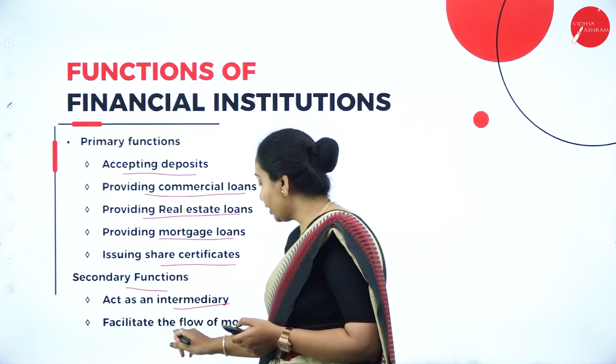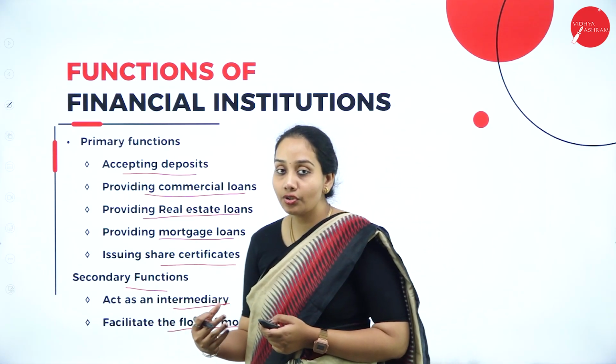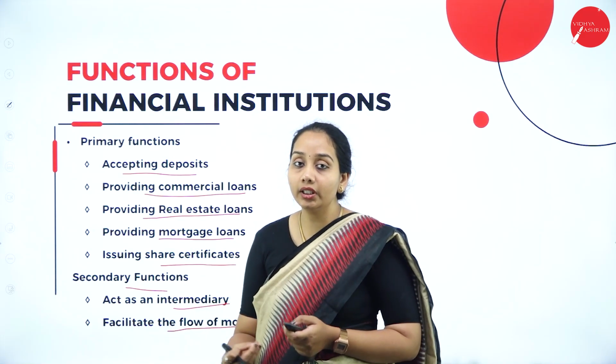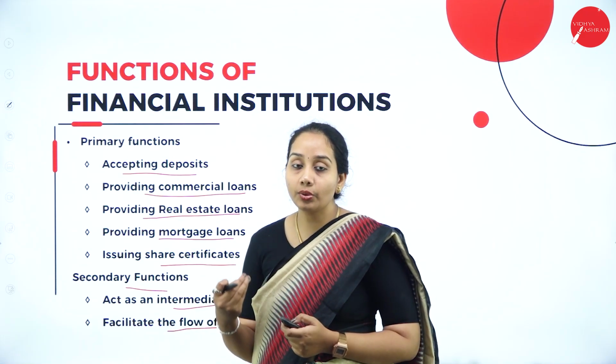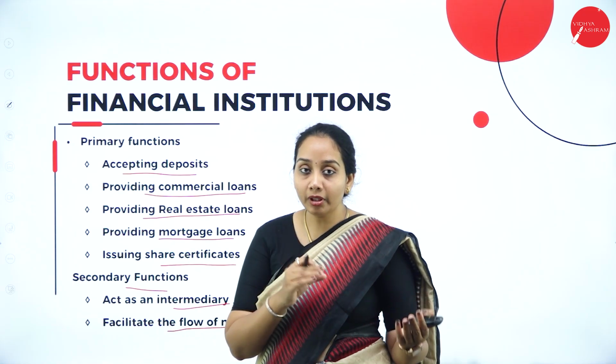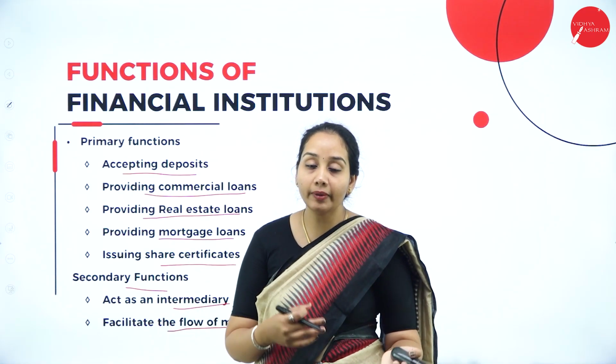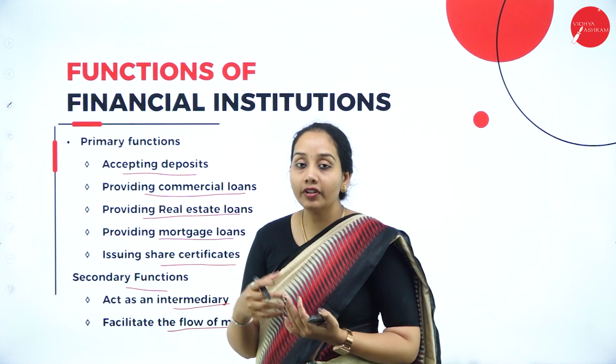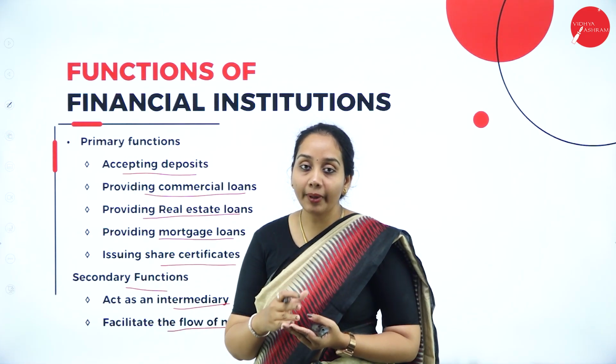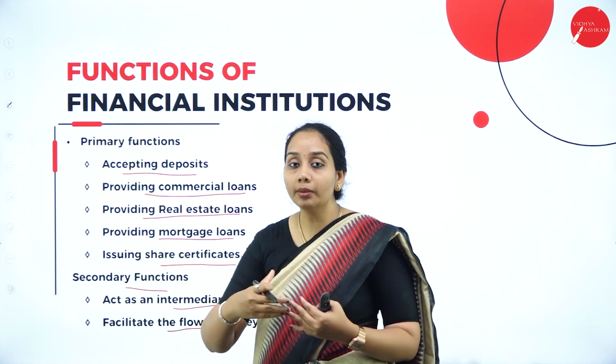Next is facilitating the flow of money. Financial institutions play a key role here because they regulate the easy flow of money from one place to another, that is, easy flow of transactions from one person to another. Without an intermediary called a bank, you cannot just send the money to the people.